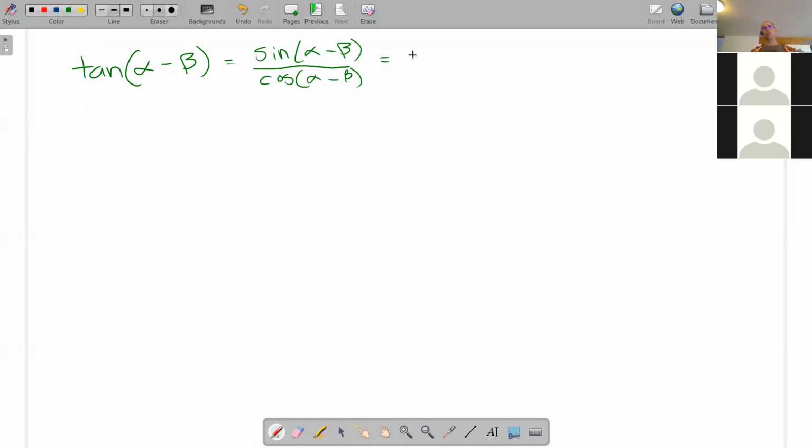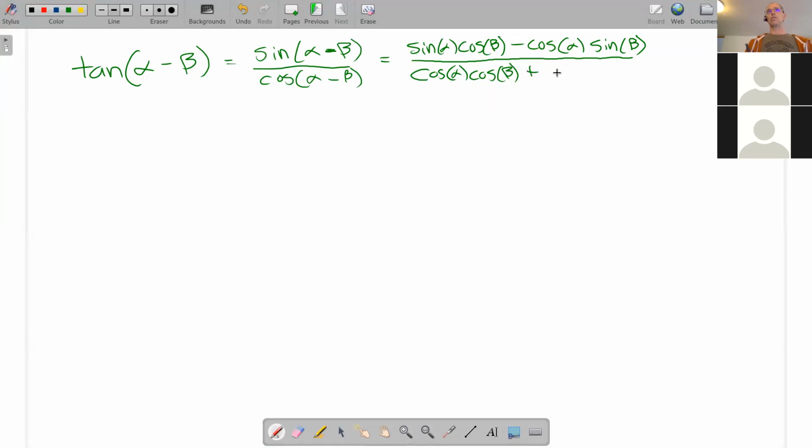So to do this, I have to remember the sine angle difference and the cosine angle difference. This is going to get a little messy before it gets better. Sine angle difference starts off with sine of alpha, then it switches to cosine of beta. Since there's a subtract here, there's a subtract here. And then it switches: cosine alpha, sine beta. Cosine starts with cosine, stays with cosine. Then it switches the signs: sine of alpha, cosine of beta.